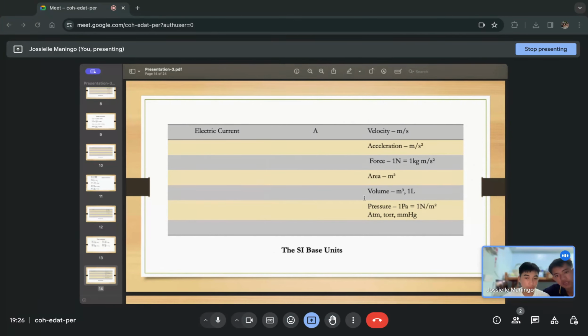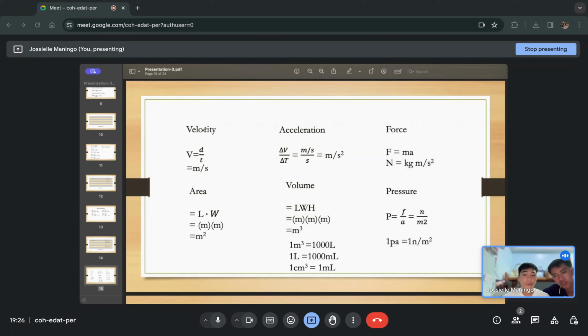I will show you the derivation, guys. This is the derivation of velocity. Velocity equals displacement over time. The unit of displacement is meter and the unit of time is second. So we get meter over second, guys.